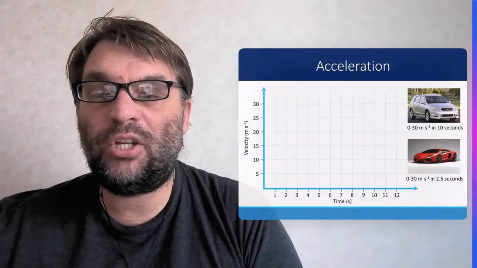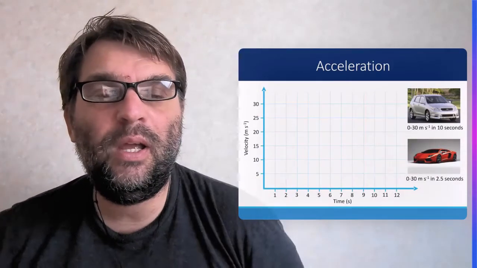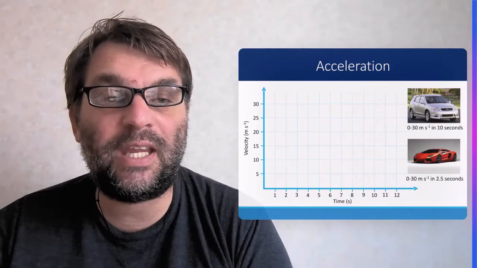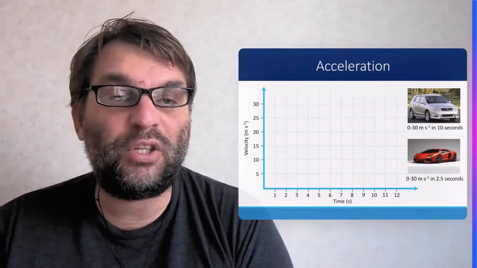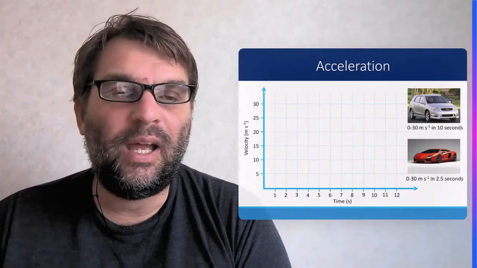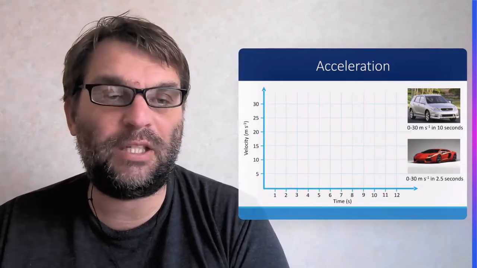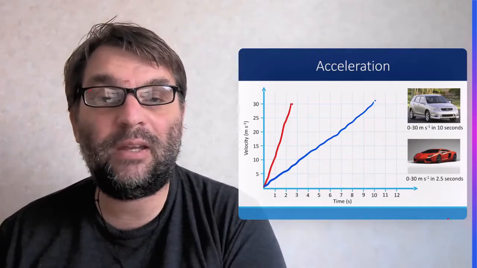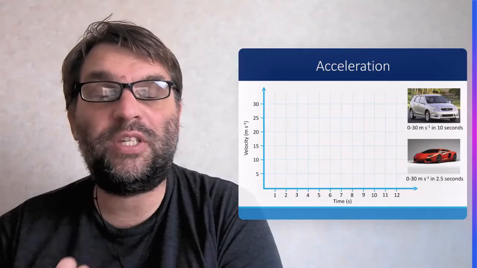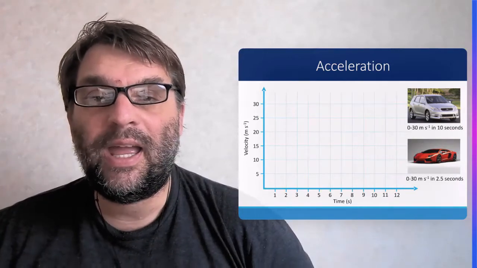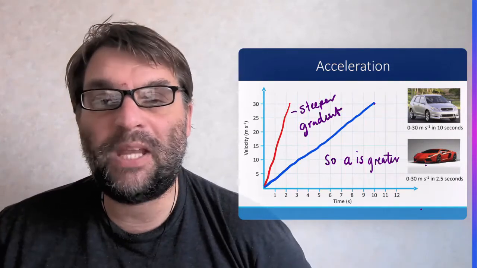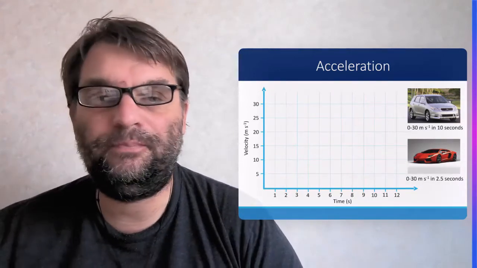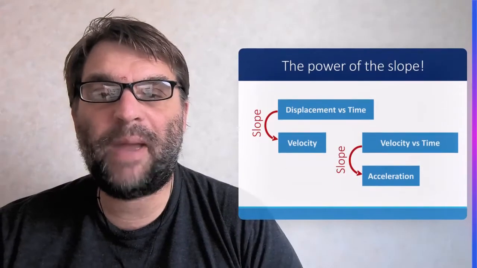So in terms of acceleration, here is an example. You have this grey car which is going from 0 to 30 meters per second in 10 seconds. And we also have this red sports car, my car, going from 0 to 30 meters per second in 2.5 seconds. If you plot that velocity time graph, you will see that the red car has a steeper gradient compared to the blue car, so it has a greater positive acceleration. So this is the power of the slope.